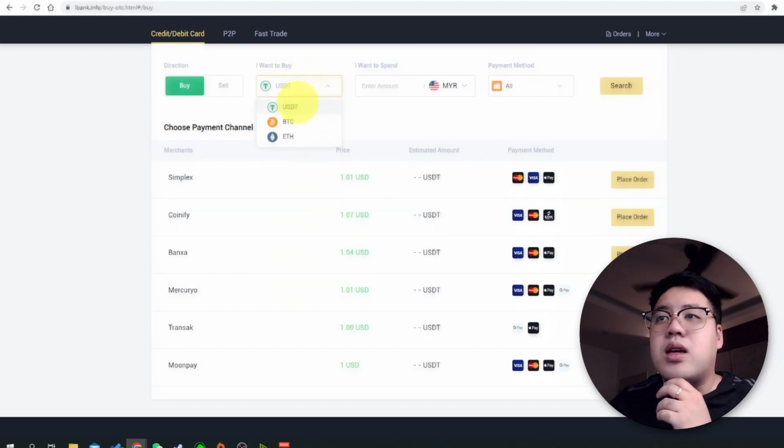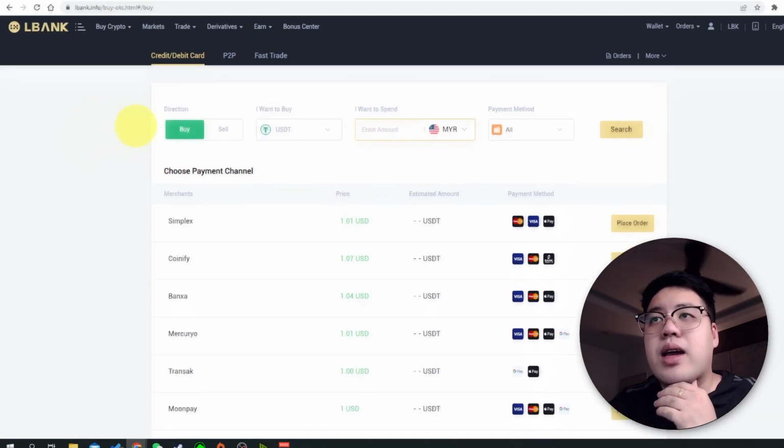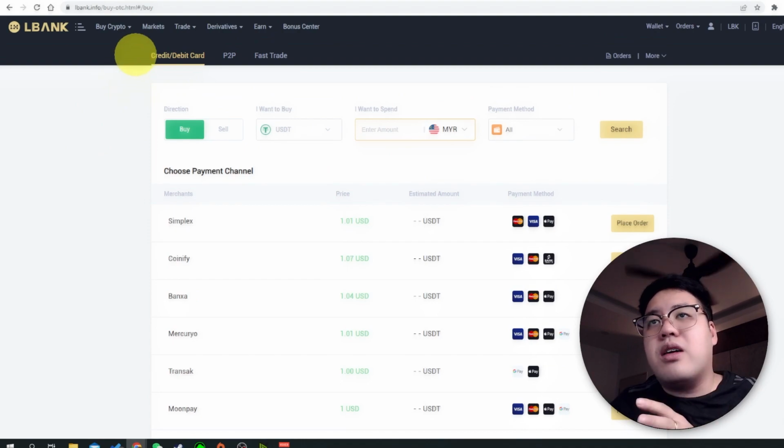Simple as that. Of course, you are able to buy USDT, BTC, ETH. Just key in the amount and buy it. Okay, so it's very simple. Once you have purchased it, I believe you will have your USDT in your wallet.